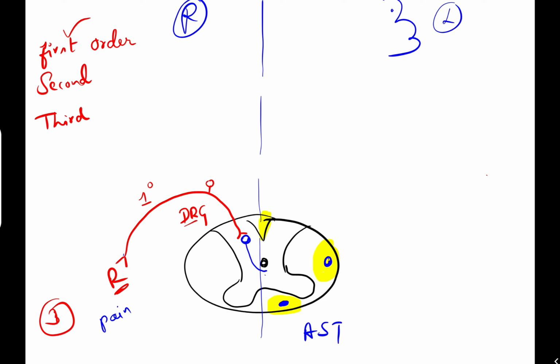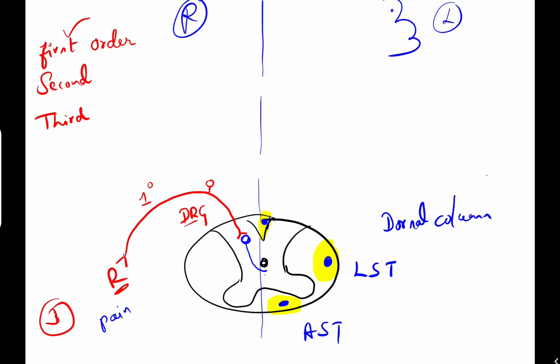If any fibers pass in this lateral funiculus, we call it the lateral spinothalamic tract. If a pathway is going through this dorsal funiculus or posterior funiculus, we call that pathway the dorsal column. Hope you're understanding this. I'll repeat again.